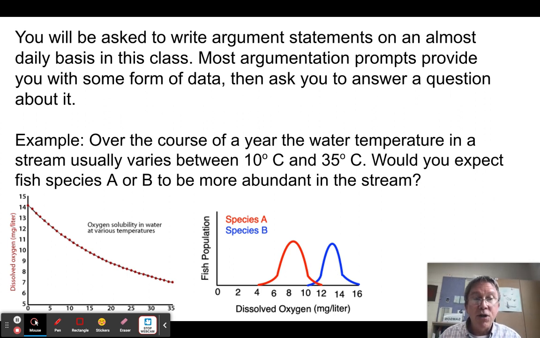Okay, so now I know what my answer is. But here's what you don't do: you don't say, fish A, it's going to be fish A, fish A does better. That's not an argument, right? That's just identifying which fish species survives. If the prompt says to make an argument about this, that wouldn't count. All right.